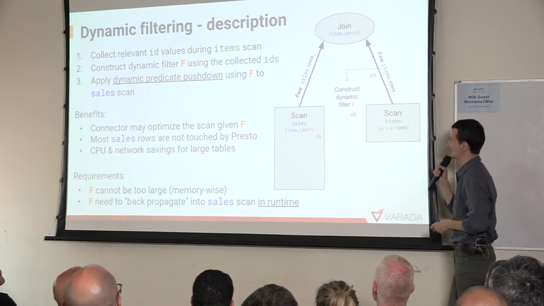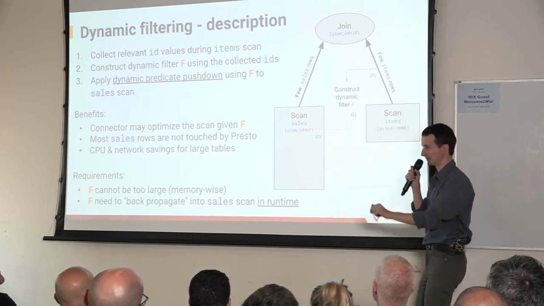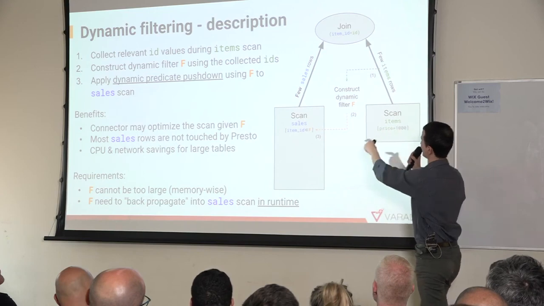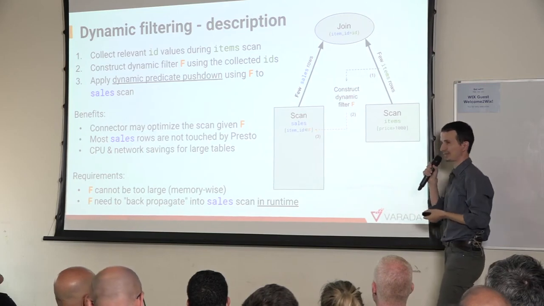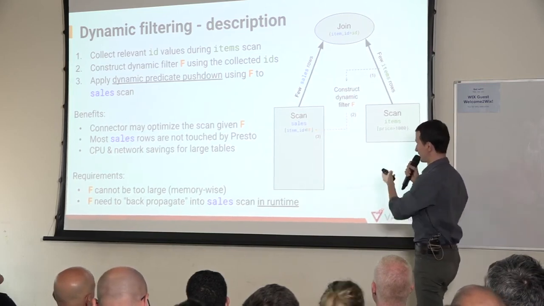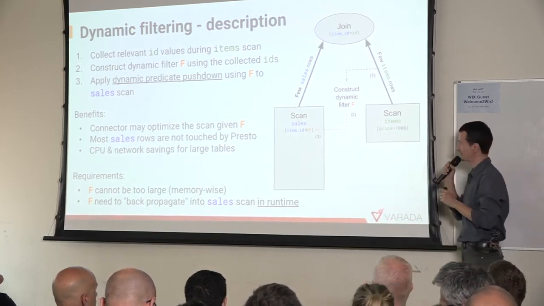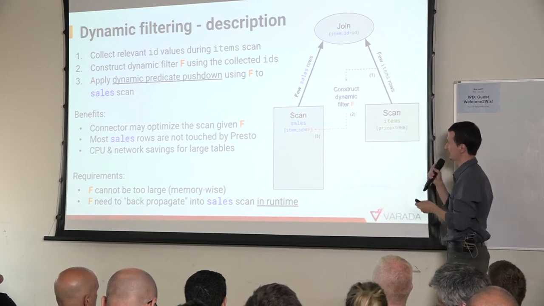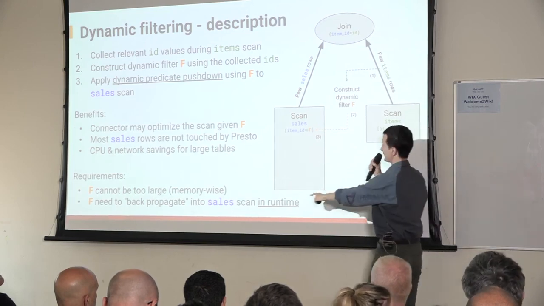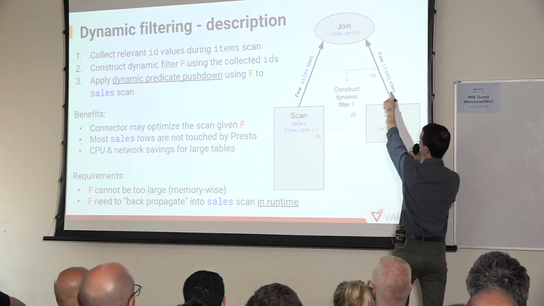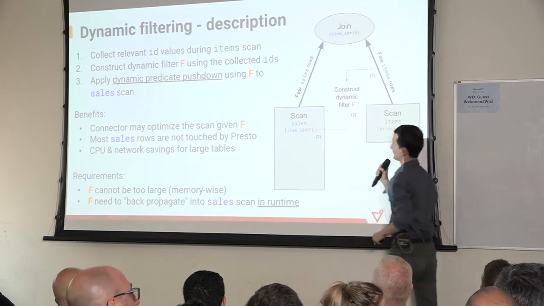So, of course, most of the rows in this case won't be touched by Presto at all. So our connector will be just picking those and pushing them to Presto. So very few sales rows will come there, and we'll probably have significant CPU and networking savings. So, of course, in order to implement that, the dynamic filter F, which is constructed here, should be quite small. We currently don't support large dynamic filters, but the main issue is to implement this kind of communication between this part of the scan and computing the dynamic filter, and then pushing it down to this scan.